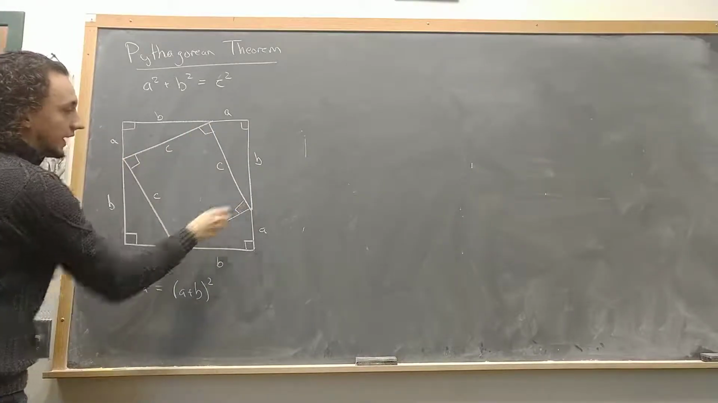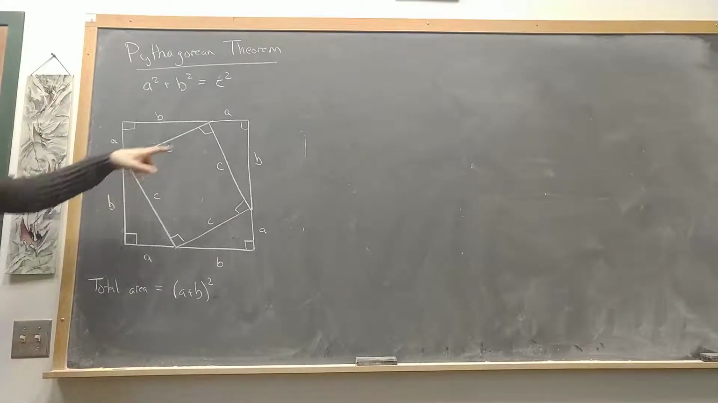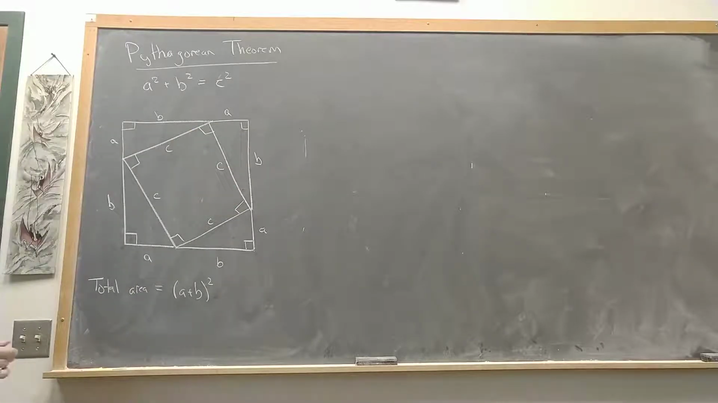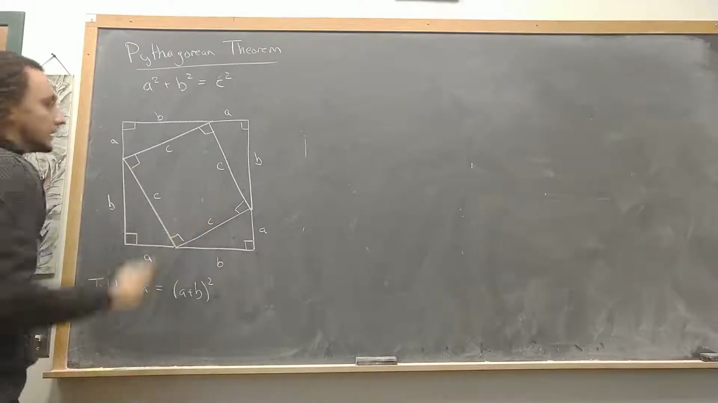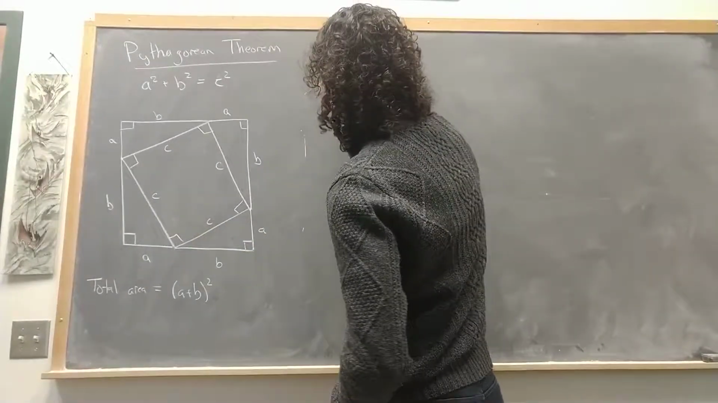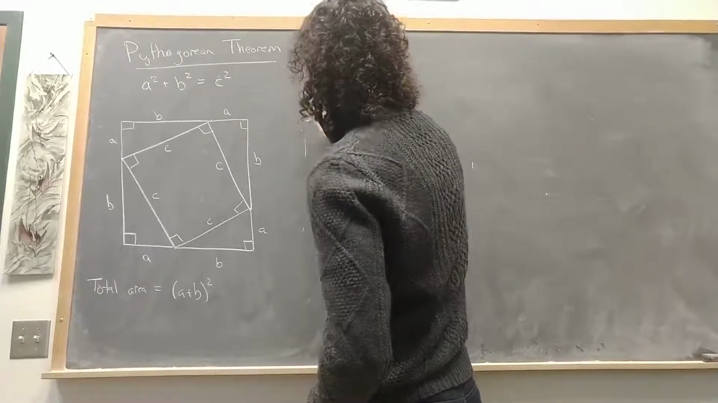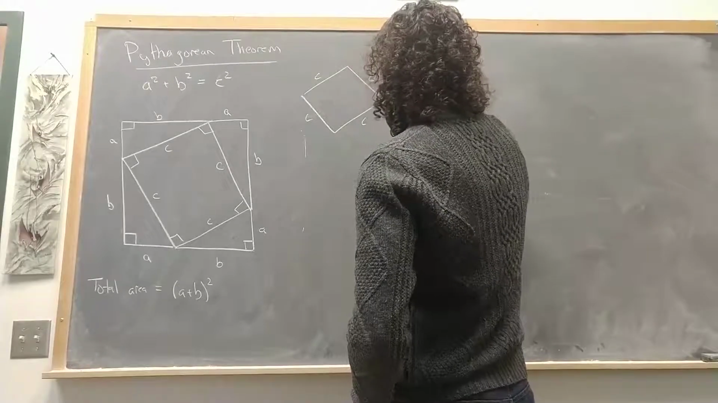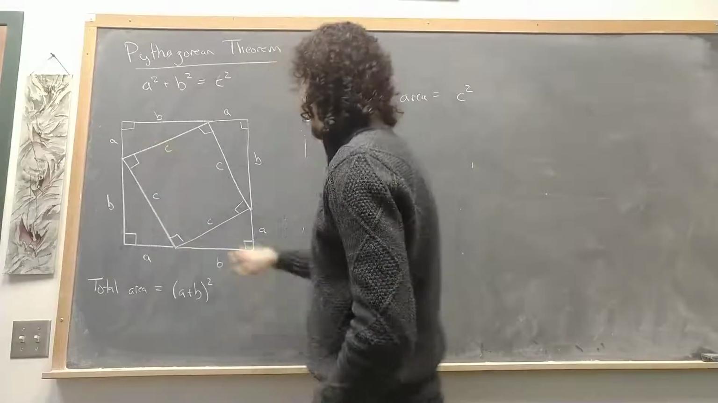And to convince yourself of that, it will be helpful to think about the fact that the sum of the internal angles of any triangle always adds up to 180 degrees. So I'll leave that for you to think about why these all have to be 90-degree angles. But since the inside is a square, if I draw that over here, C, C, C, C, the total area is C squared.